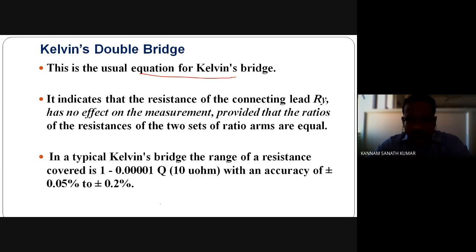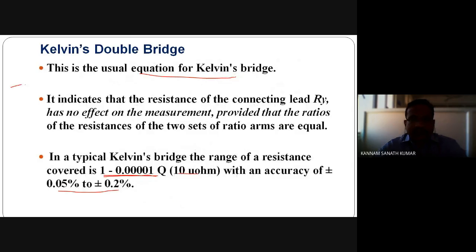We use this Kelvin bridge to find a low amount of resistance like lead resistance or contact resistances. It can cover the range from 1 to 0.0001 ohms, or 1 to 10 micro ohms. This is the accuracy: 0.05 to plus or minus 0.2%. This is the accuracy of a Kelvin bridge.